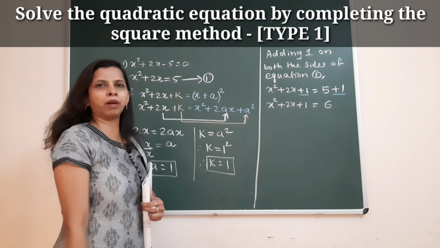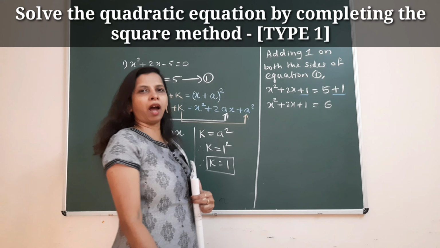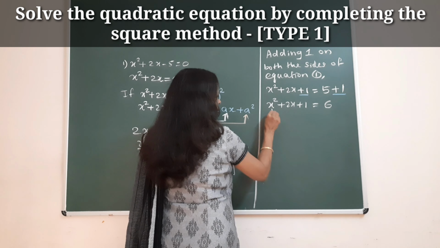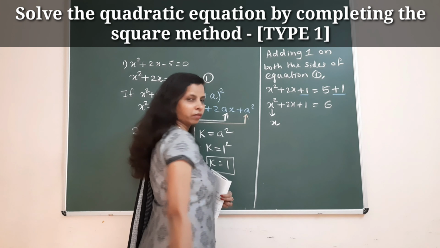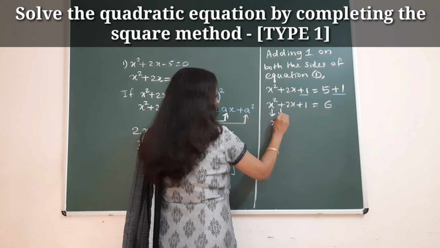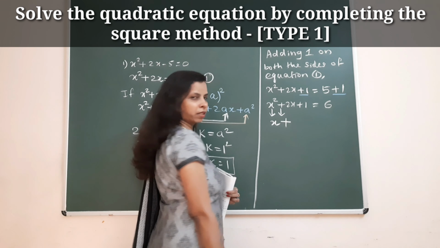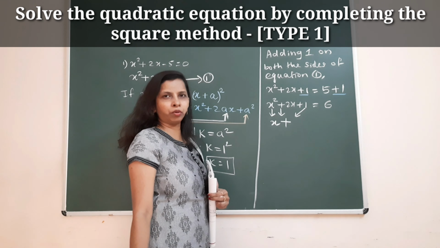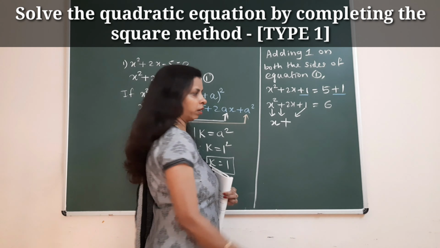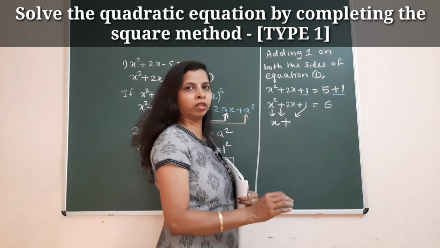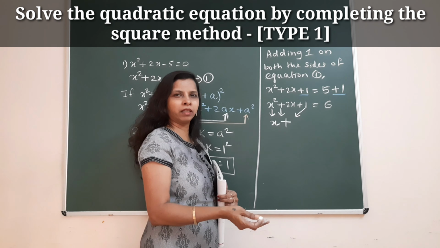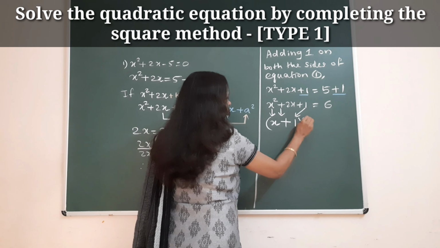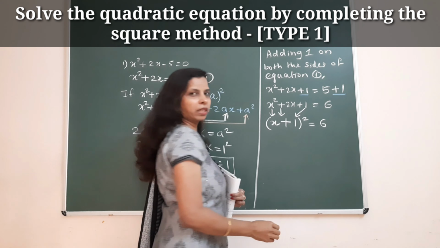Now comes the main part, that is how to make it a perfect square. Write this x, take this sign, plus square root of 1. What is the square root of 1? Square root of 1 is 1. I am saying square root. If some other number is there, you have to write accordingly. So this is 1, the whole square equal to 6.